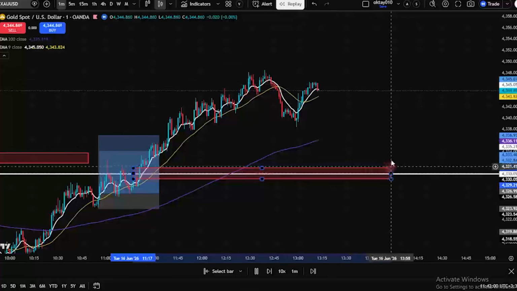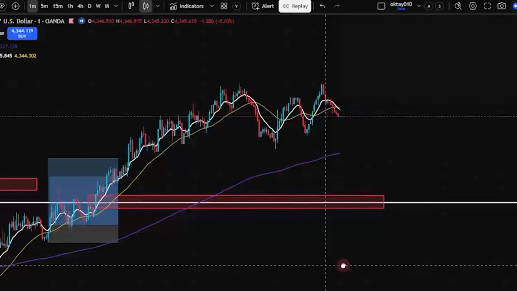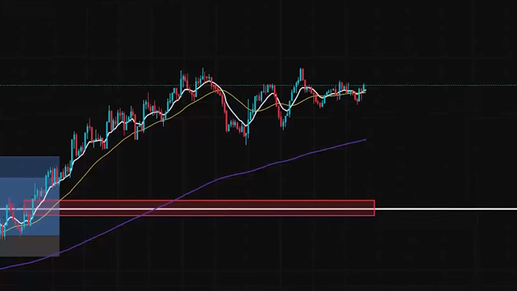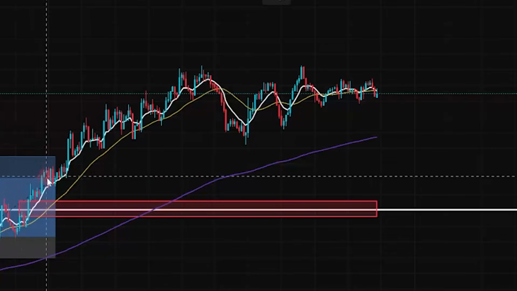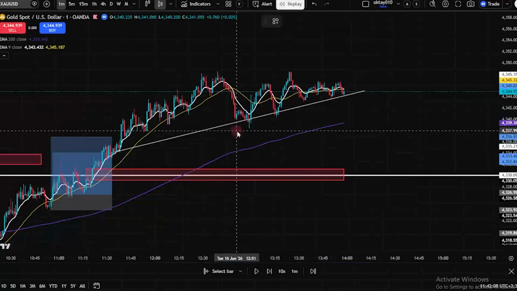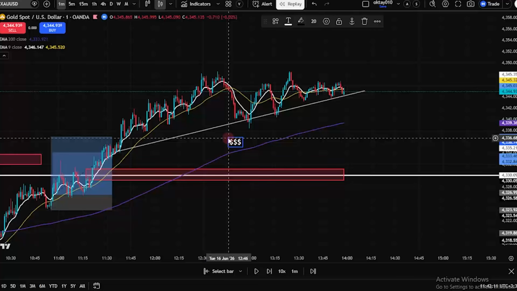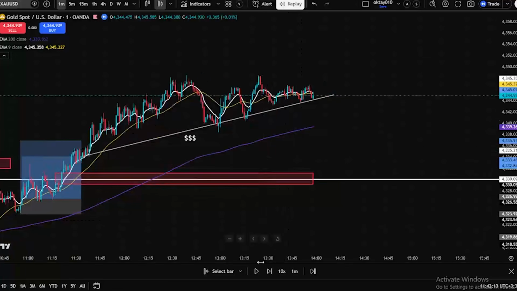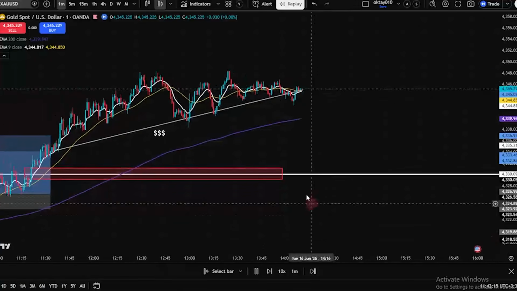Conclusion. In gold scalping, what determines the result is not just the indicator, it is the understanding of liquidity. The market first accumulates internal liquidity to create the energy needed to move toward external liquidity.